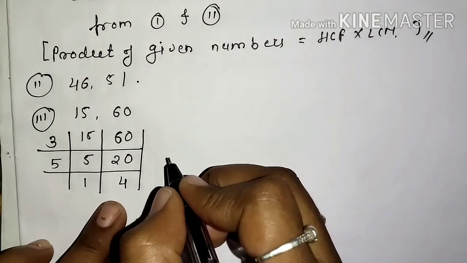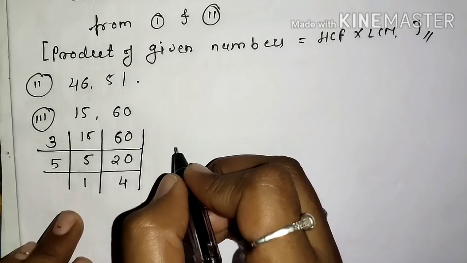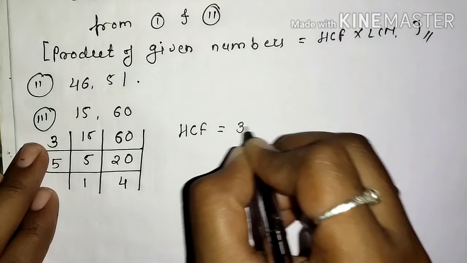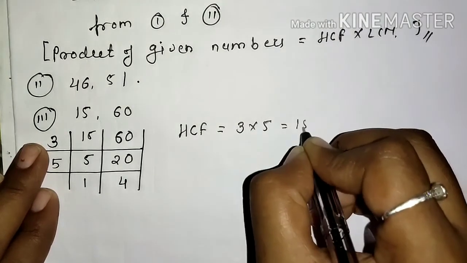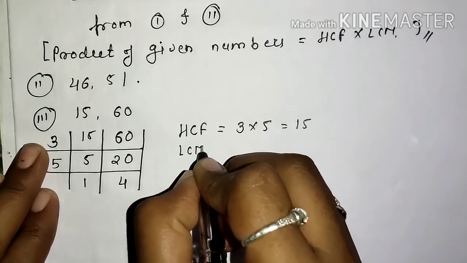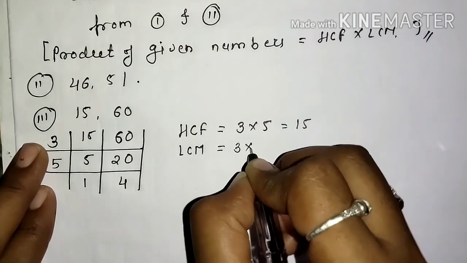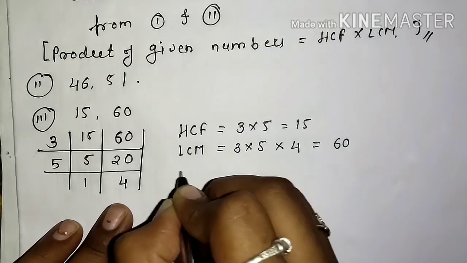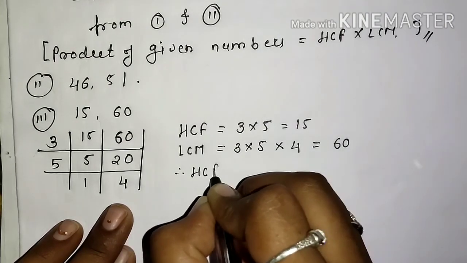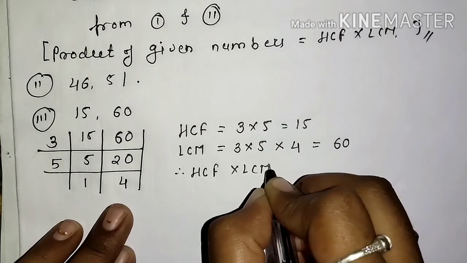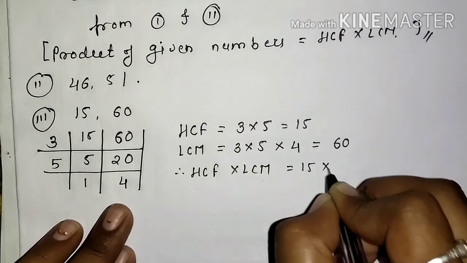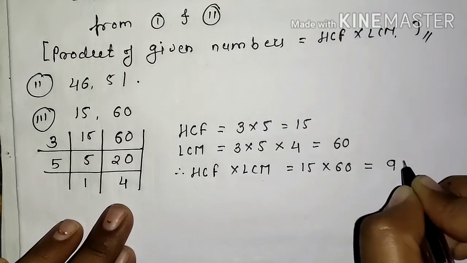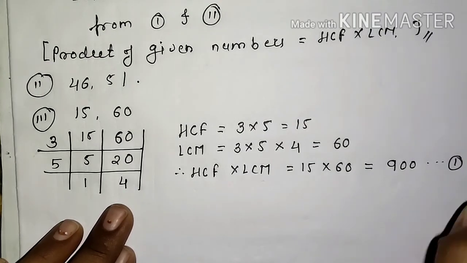Next, 1 and 4 cannot be divided by the same prime number, so we have to stop the process. So the HCF is equal to 3 multiplied by 5, which is equal to 15. LCM is equal to 3 multiplied by 5 multiplied by 4, which is equal to 60. So hence the product of HCF and LCM is equal to 15 multiplied by 60, which is equal to 900. So give it equation number 1.